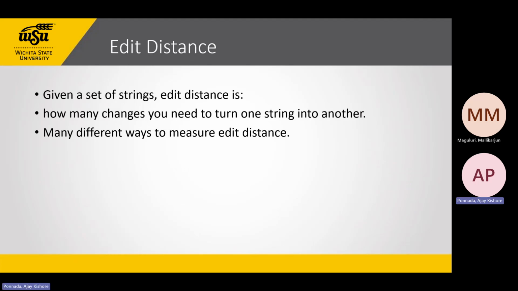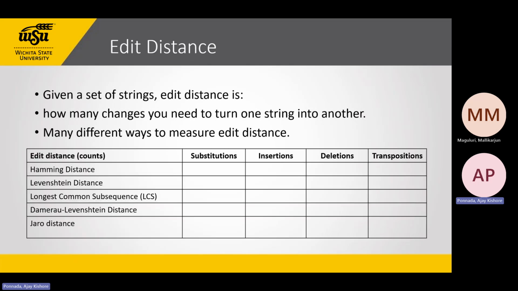Edit distances. Given a set of strings, edit distance is how much change you need to turn one string into another. We have one string and we want to make it a different string. How many changes do we need to turn that? That's called edit distance. There are multiple ways to calculate edit distances. We're going to discuss a few, and we mainly concentrate on our Hamming distance. There are various other distances as well, for example Levenshtein distance, LCS, Damerau-Levenshtein, Jaro distance, and a lot more.